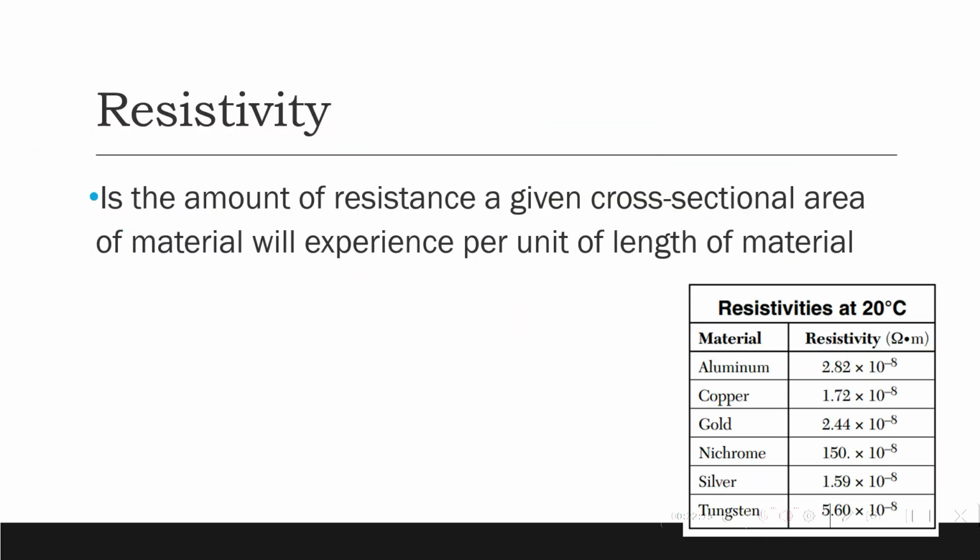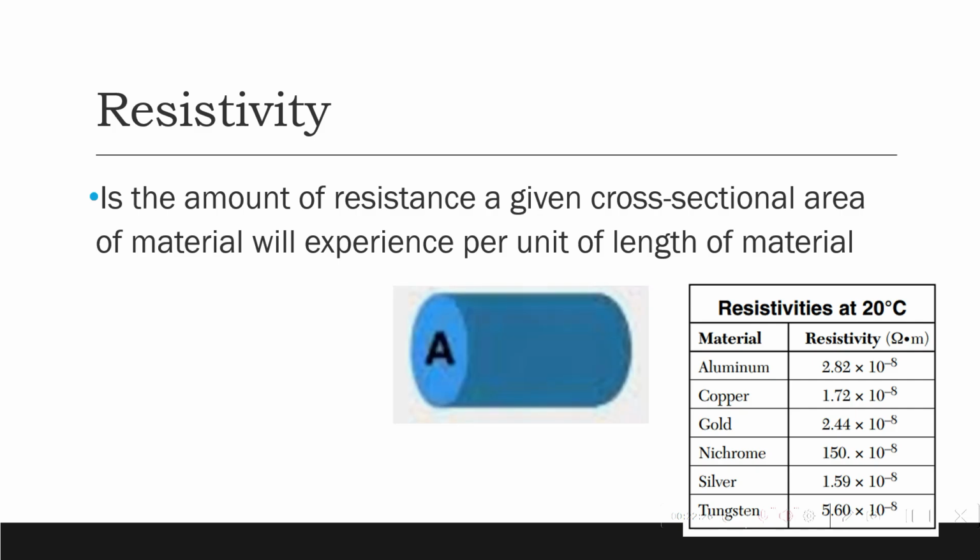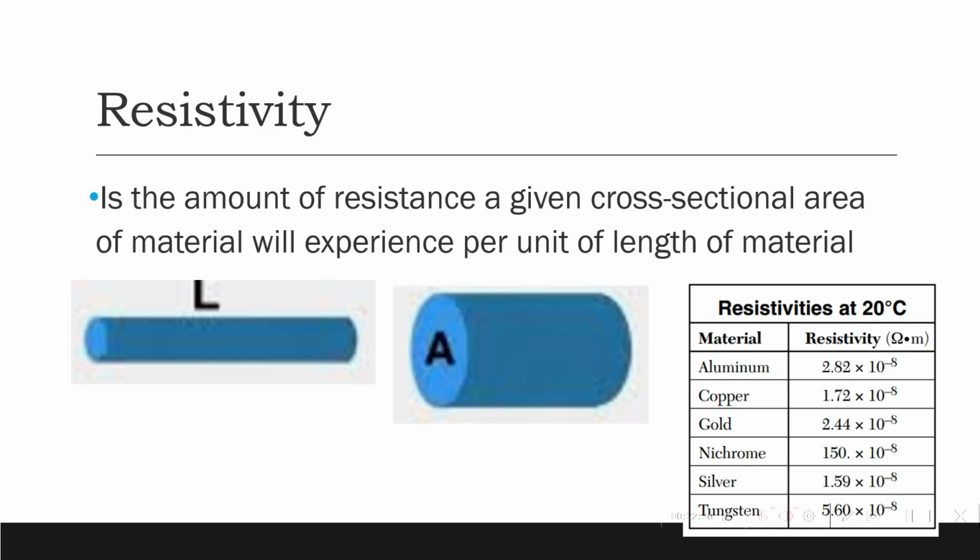If I see a question with 20 degrees Celsius, you are thinking the resistivity is stable. That's the only time you're going to see that temperature. Is the amount of resistance across the cross-sectional area given? The area is a circle, and you can also use the area formula on your reference sheet, the length. And then we have the resistance. Resistivity is different than resistance, which is the R. Resistivity, that's the rho. This is the rho right here.